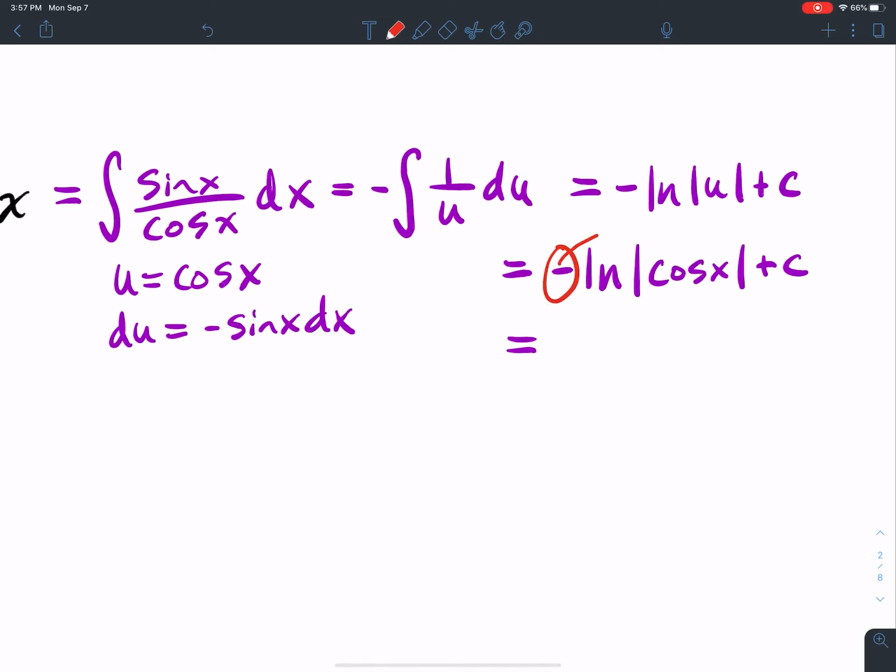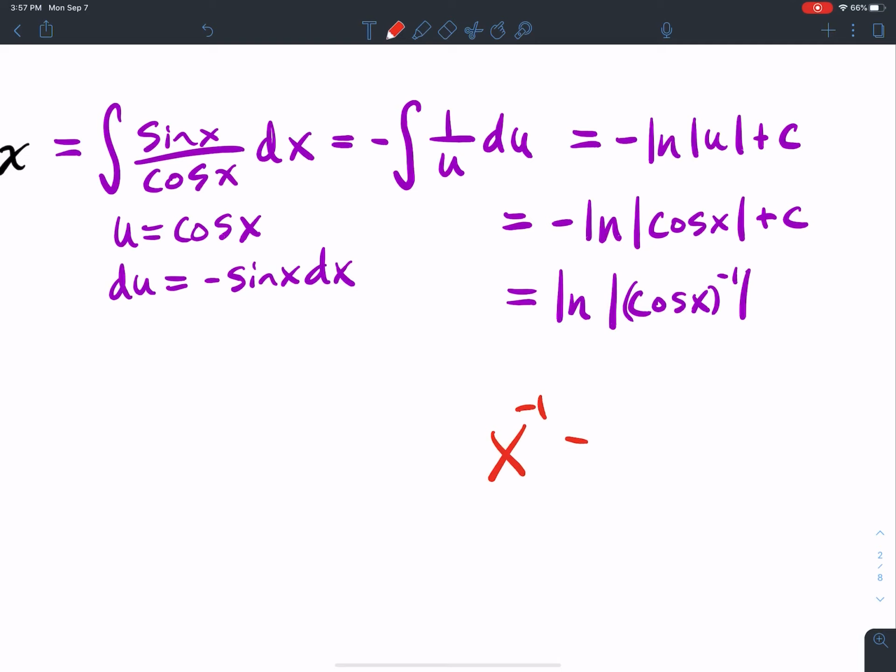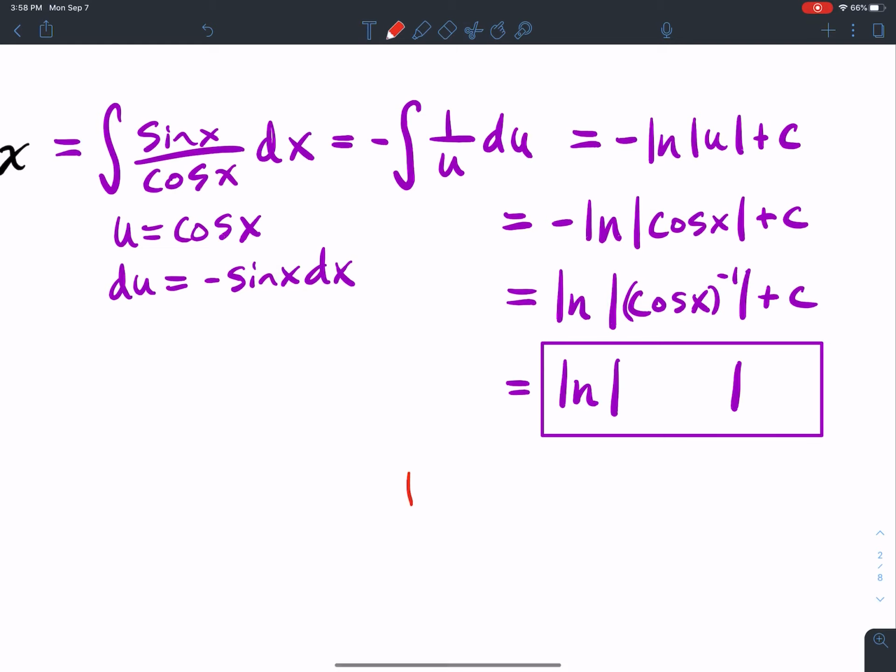So they take this negative coefficient, pull it up here, becomes cosine to the -1. Now, if I have x to the -1, this is 1 over x to the +1, right? So I end up doing a reciprocal, and 1 over the cosine of x is the secant of x. So you can get this for the integral of tangent, or you can get positive ln of absolute value of secant x plus c.